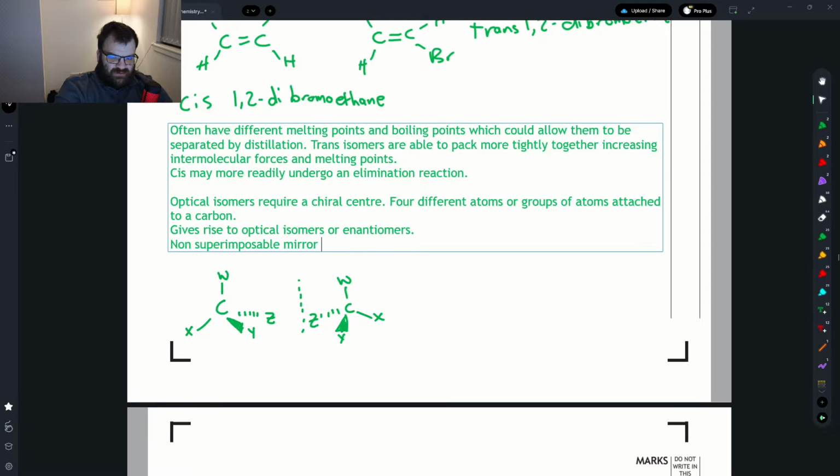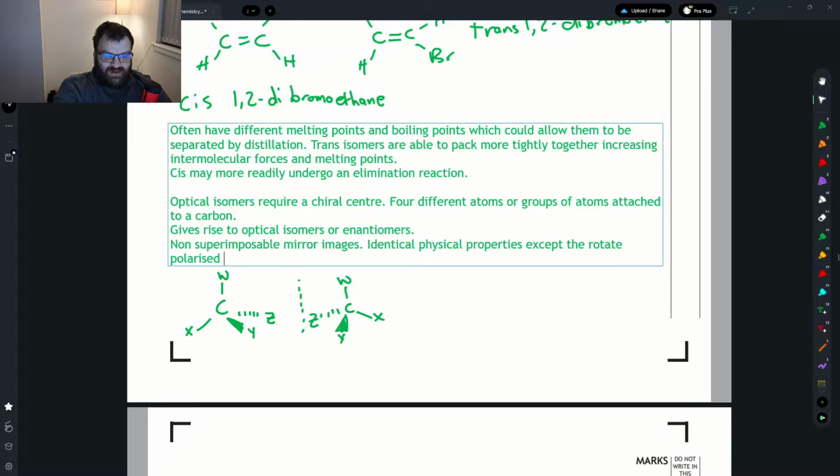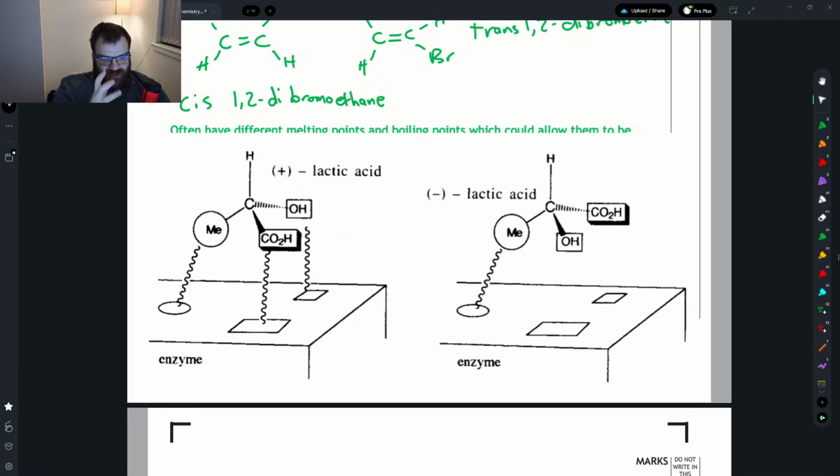Non-superimposable mirror images will have identical physical properties, except they rotate plane-polarized light in different directions. I couldn't quite get out the correct words.